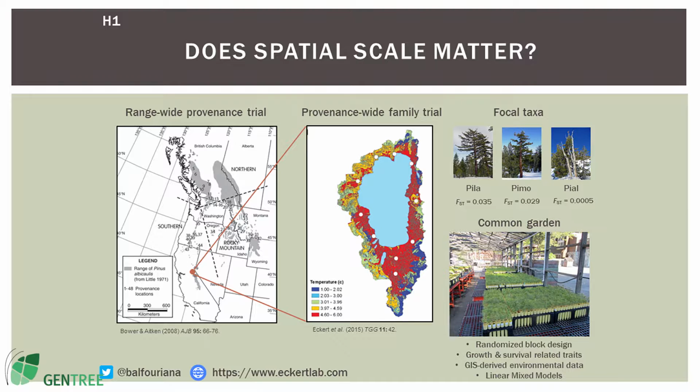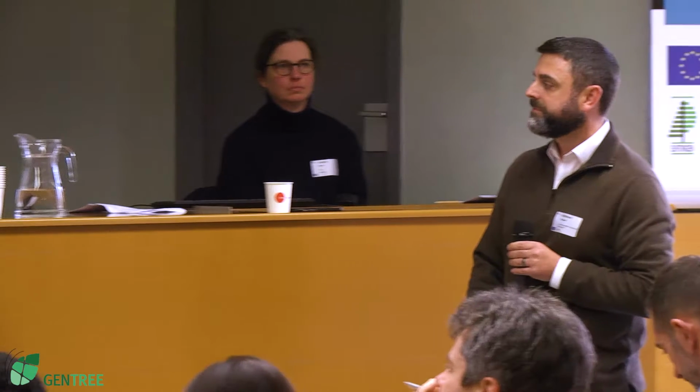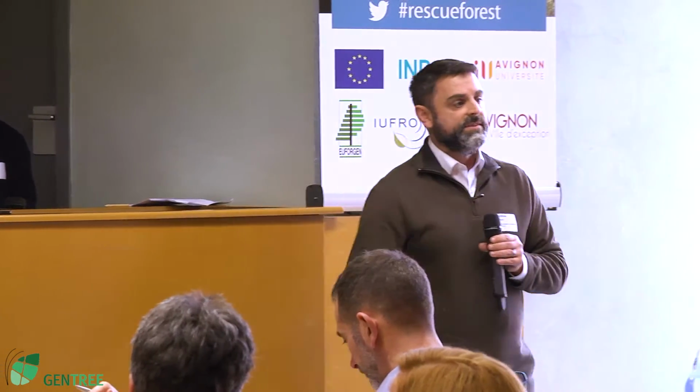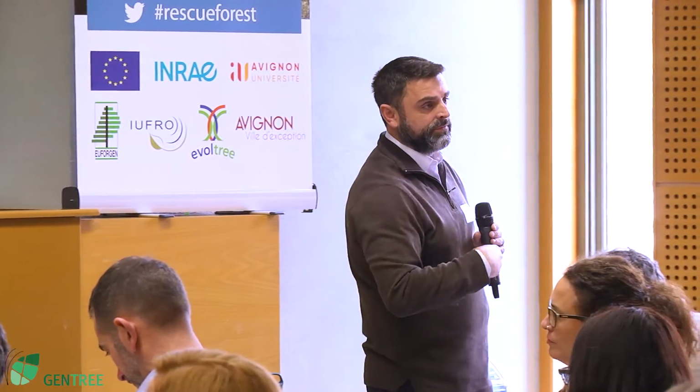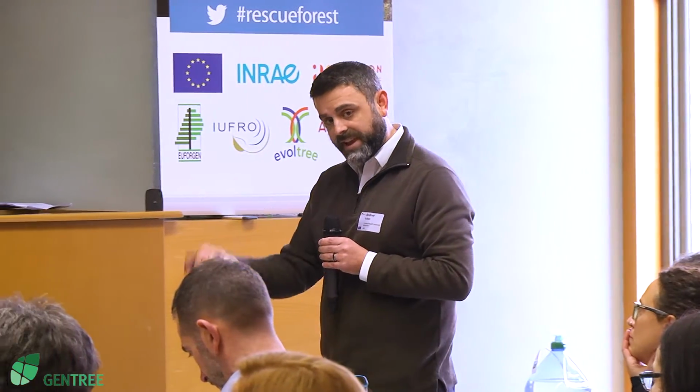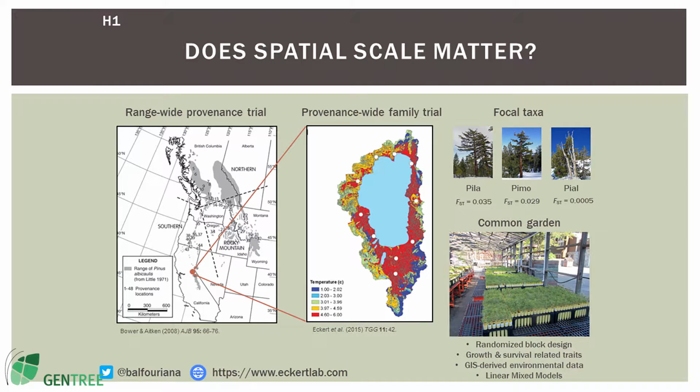We had growth and survival-related traits: bud flush, growth, carbon isotope discrimination, nitrogen content of needles, root tissue biomass. We took GIS-derived data about the origin of these maternal trees, the sites from which they came, and then we estimated values for each family and how much of the additive genetic variance was due to site using linear mixed models and the variance components from it.